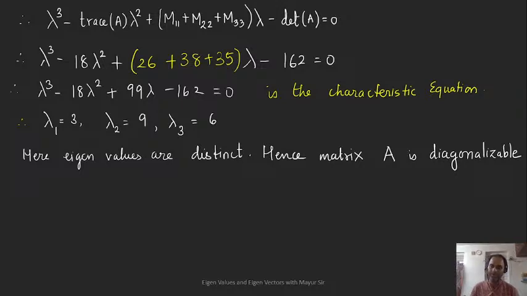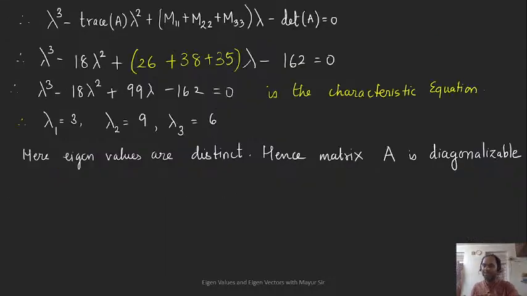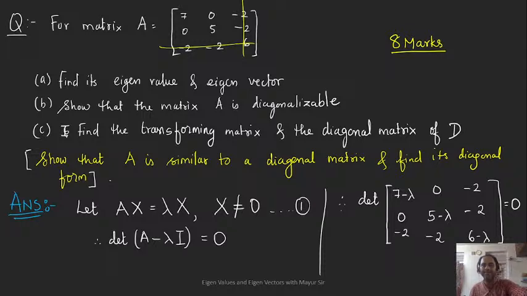So what do we do now? Now see, this is one step we have already cleared. The question said, show that the matrix A is diagonalizable. We have used the result and we have shown that the matrix is diagonalizable. Not a big deal. Part A in the question asked us to find eigenvalue and the eigenvector, but part B got cleared first.